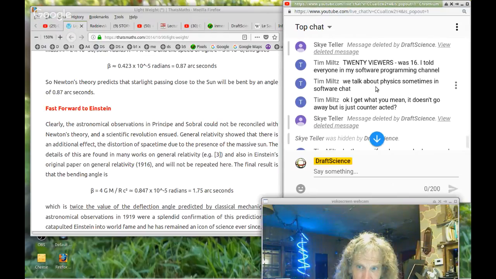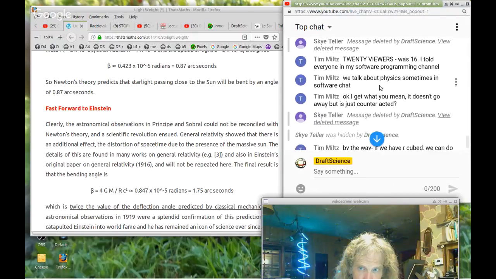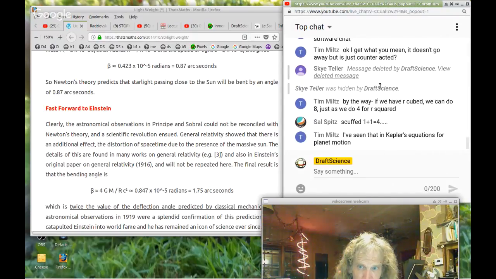It doesn't go away. It's just counteracted. Yes. By the way, if we have r cubed, oh, there's no r cubed. We can do 8 just as we do 4 for r squared. Oh, it's going to make me have to kill somebody.